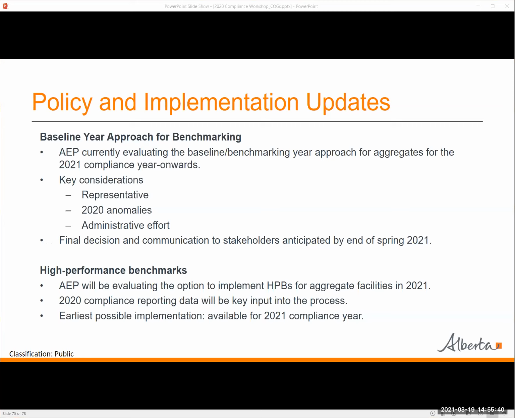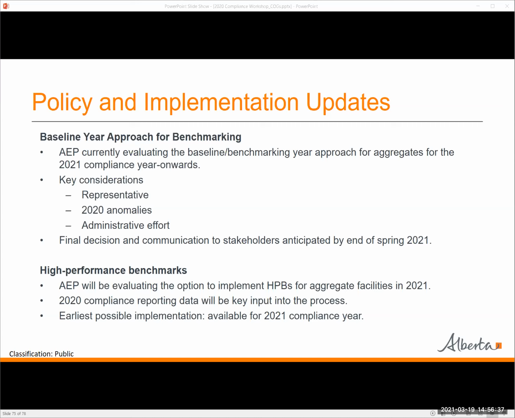The first is the baseline year approach for benchmarking purposes for 2021 and onwards. It is something that we are actively looking at currently within the policy team. Some of the key considerations are ensuring that whatever approach we take is representative over time. We are considering the potential of 2020 to be an anomaly year and maybe not strictly representative over the longer term. We've also taken a somewhat flexible approach for 2020 compliance, in that we did allow for either the default approach to be used or for a 2019 baseline to be used for aggregate facilities.